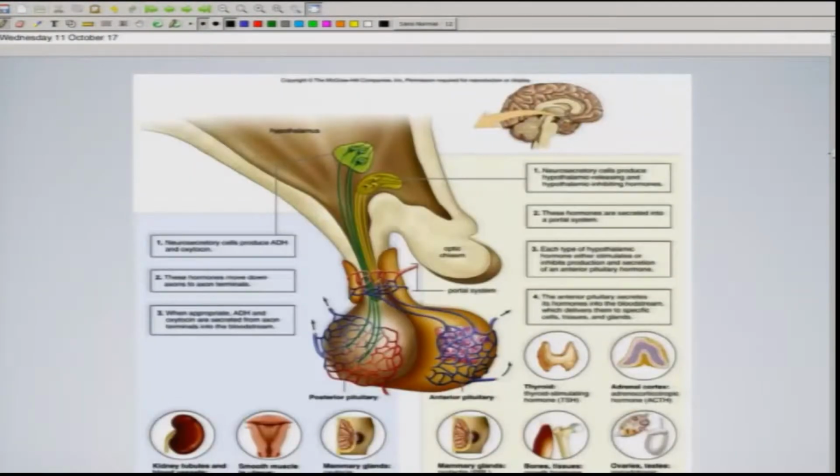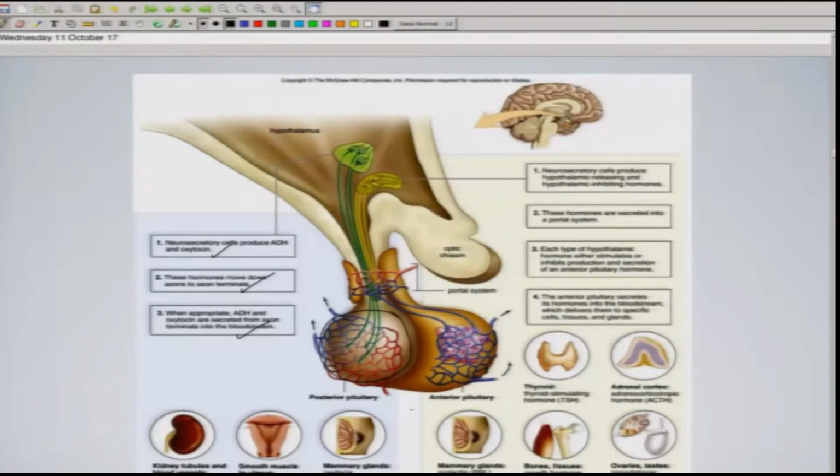Here is our next slide, where we are talking about the hypothalamus, and this is the direct connection to the posterior pituitary, where it is secreting ADH and oxytocin. These hormones move down the axon to the axon terminals. When appropriate, ADH and oxytocin are secreted from the axon terminal into the bloodstream.